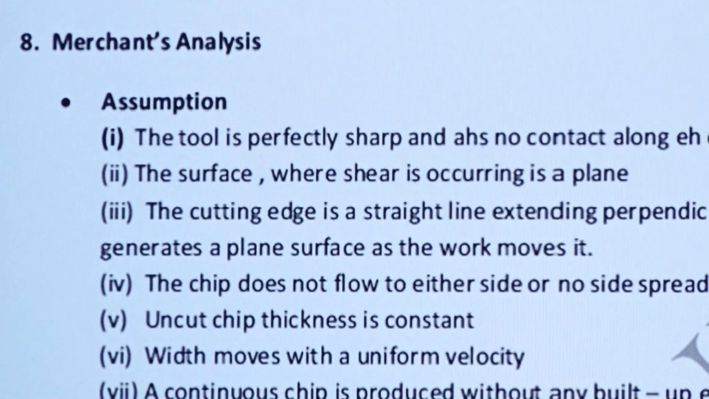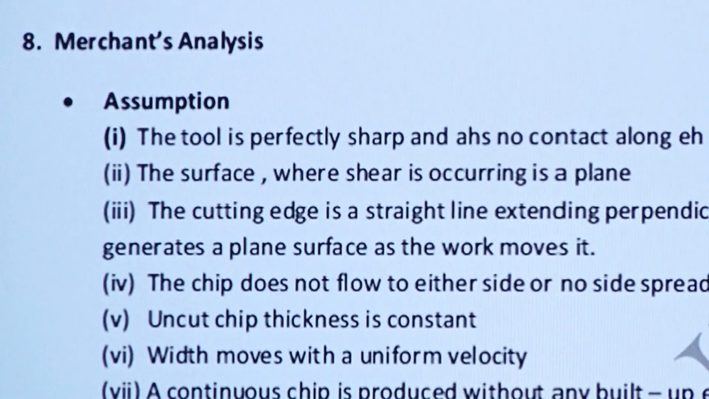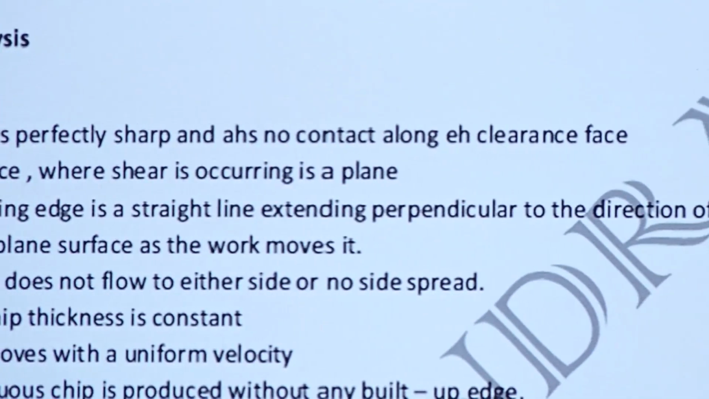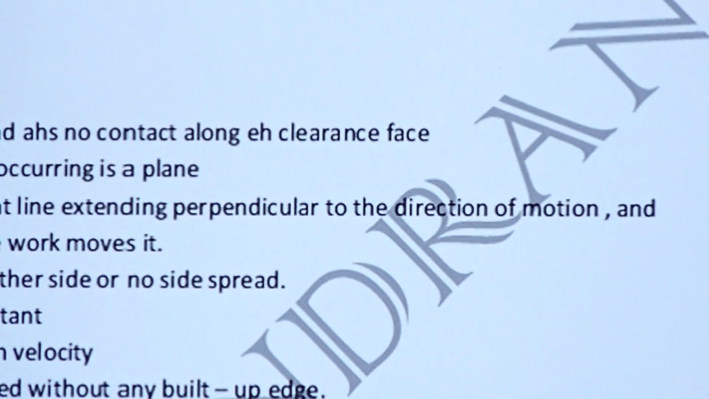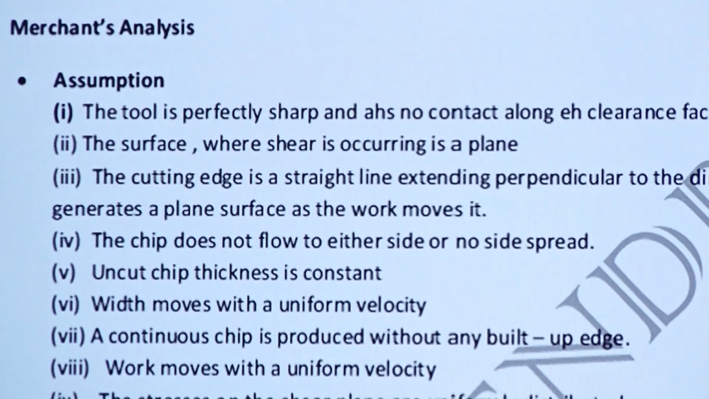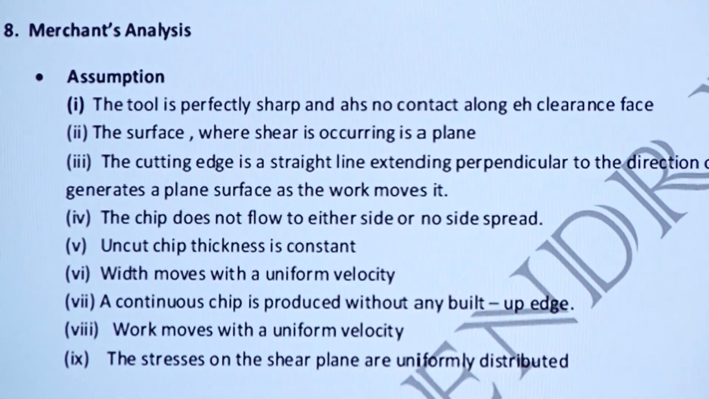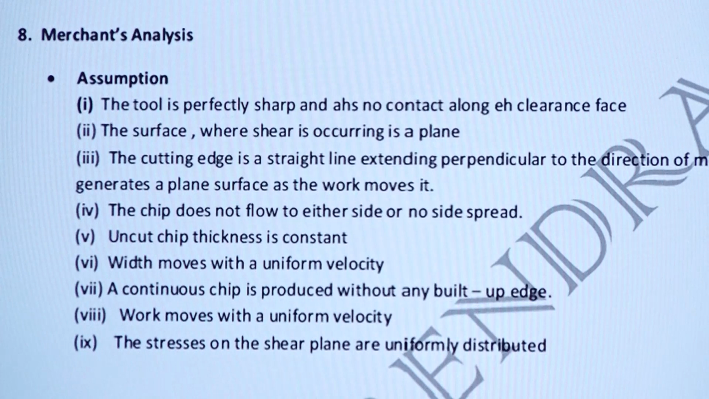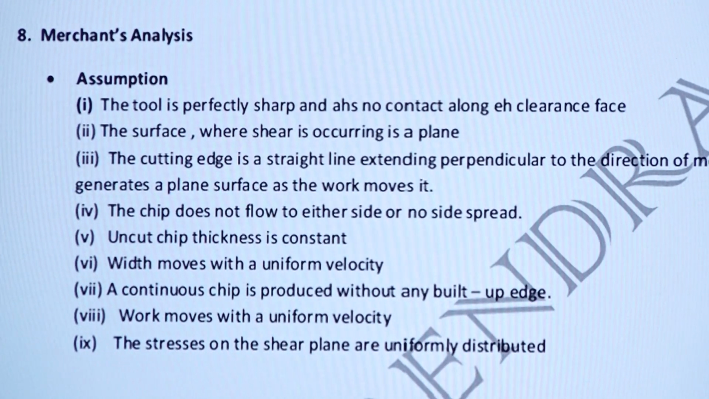The surface where shear is occurring is a plane, so there is a shear plane. The cutting edge is a straight line, extending perpendicular to the direction of motion, and generates a plane surface on the work. The chip does not flow to either side: no side flow, no side spread. The uncut chip thickness is always constant. In real time it may vary, but Merchant assumed the uncut chip thickness is always constant.